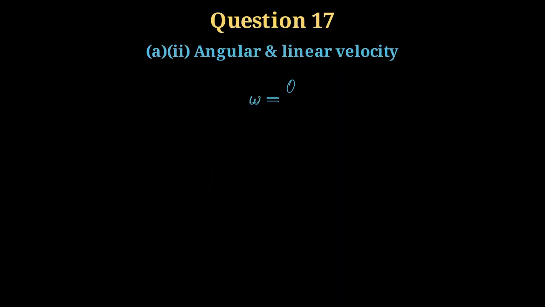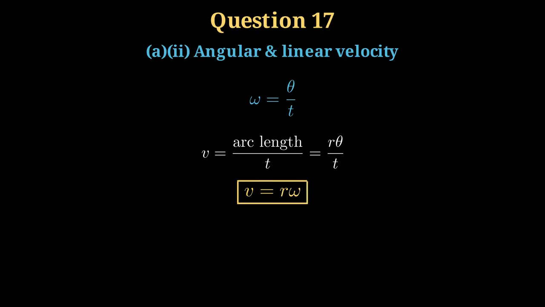Part A. 2. Angular velocity omega is the angular displacement θ divided by time t. Now the linear velocity v is the arc length over time. The arc length is r times θ, so v equals r θ over t. But θ over t is omega, so v equals r omega.